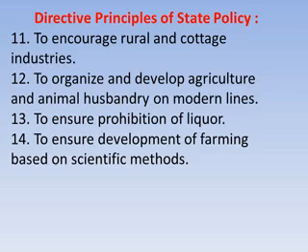To organize and develop agriculture and animal husbandry on modern lines, with the help of scientific equipment. To ensure prohibition of liquor, because liquor spoils the family. To ensure development of farming based on scientific methods. So we should help the farmers to use scientific methods in order to produce more on their farms. These are some of the directive principles of state policy.